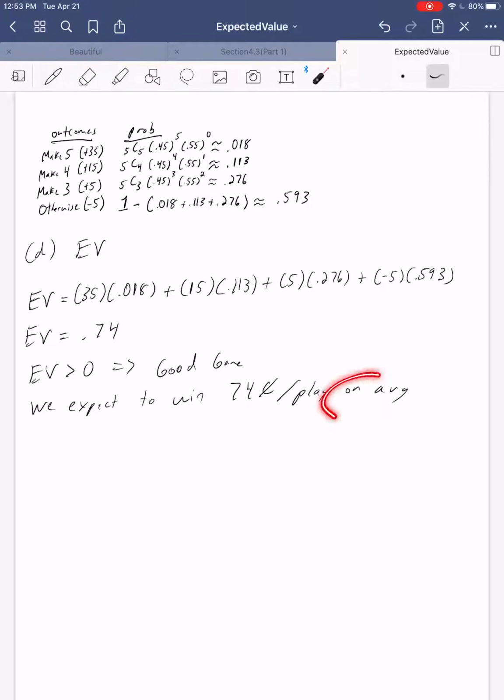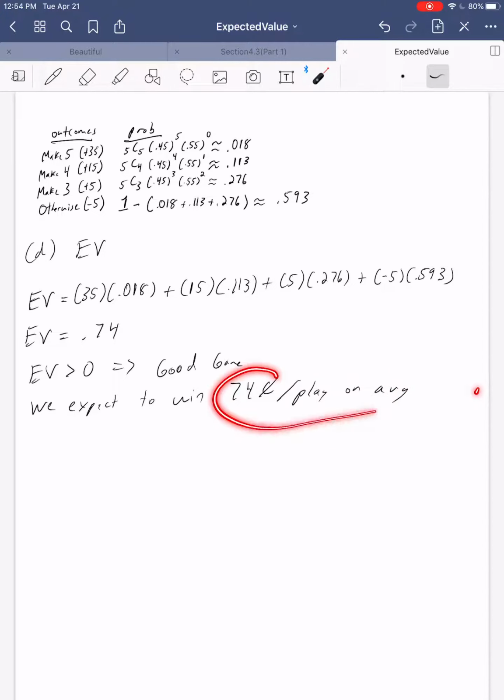Now again, that on average phrasing is super important. When you walk up to this game, one of 4 things is going to happen. You walk away with the big prize, meaning you netted $35. You walk away with the medium prize, meaning you netted 15, or you walk away with the small prize, which means you netted 5. Or you walk away with nothing, which means you lost 5. You will never win 74 cents. There is no cents even going on here. It's all in dollars. But this is telling us if you sat there and played this game many times, your average would come out to basically gaining 74 cents per play.